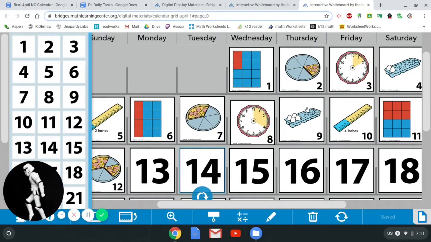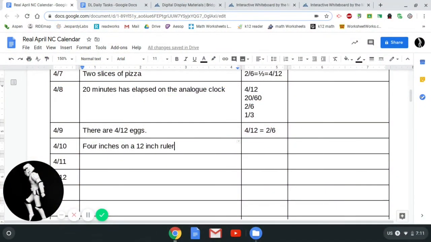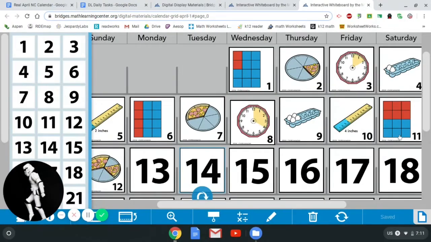We did 4/9, Thursday, April 9th. Now we're going to do Friday, April 10th. We look like we've got 1, 2, 3, 4 inches on a 12-inch ruler. We've made observations very similar to this already. 4 inches on a 12-inch ruler. That is still that same fraction of 4/12. Now, the last time that we did this, we multiplied and divided. We're going to do the same thing this time, but instead, we're going to look at this one first.